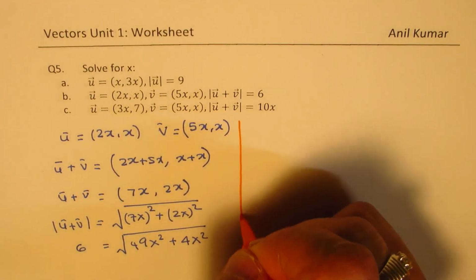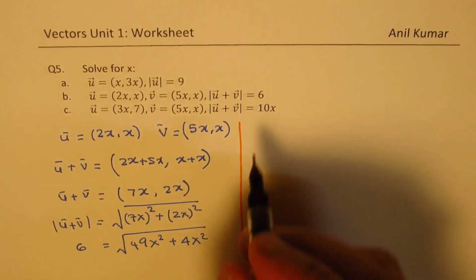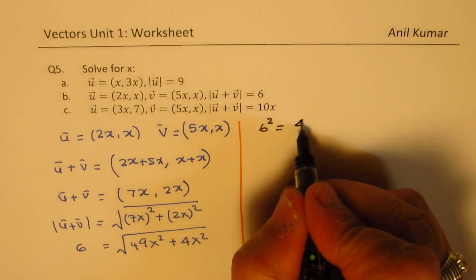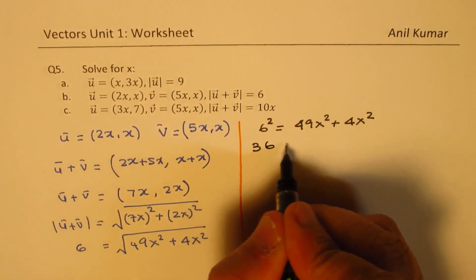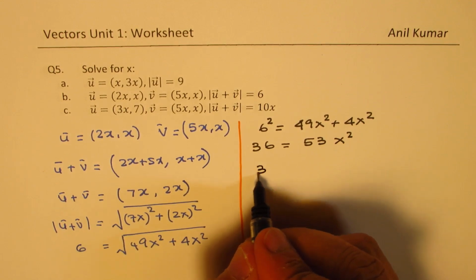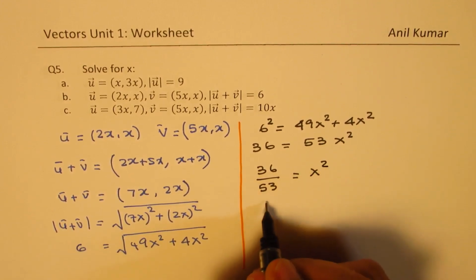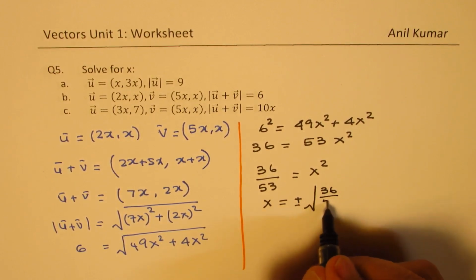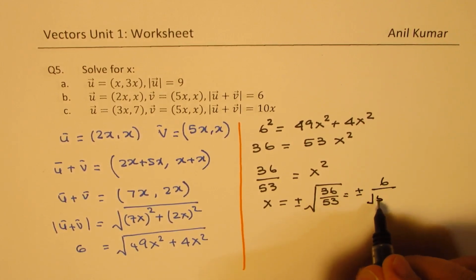Perfect. At this stage, you can always pause the video, further solve the question, and then look into my suggestions. So we can write this as 6 squared equal to 49x squared plus 4x squared. So we have 36 equal to 53x squared, or we can write 36 over 53 as equal to x squared. And so we can write x as the square root, with a plus minus sign, of 36 over 53, which is plus minus 6 over square root of 53.